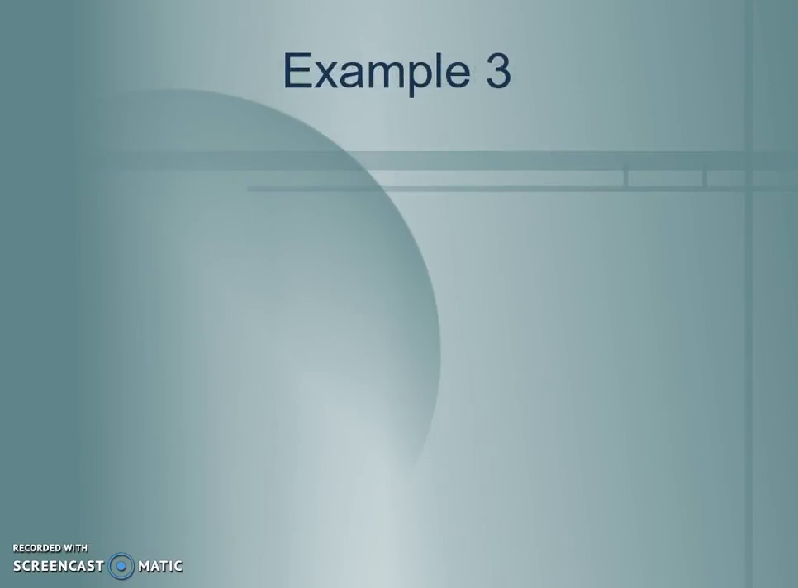So in example 3, we have 4 different problems. First one says x to the negative 4th times y to the 2nd. Well, we have a negative fourth, so it's going to go down and be 1 over x to the fourth times y to the second, and then we just multiply straight across to finish simplifying these.